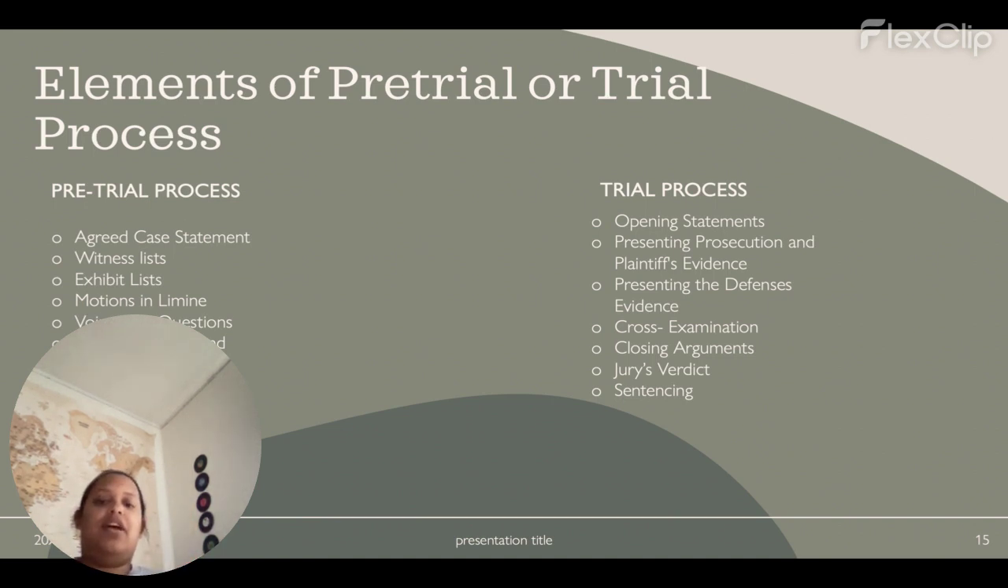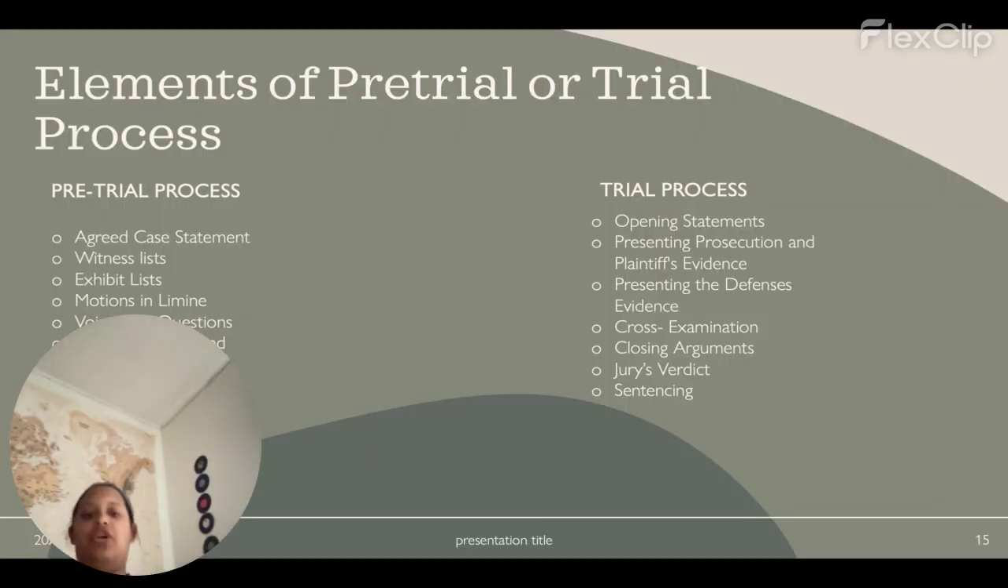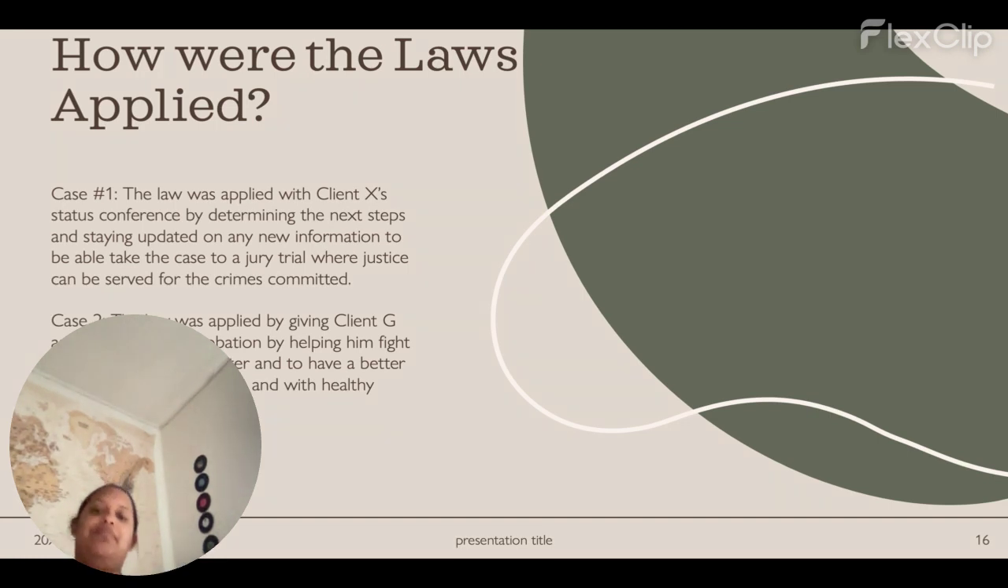Trial process. You start with the opening statements, presenting prosecution and plaintiff's evidence, presenting the defense's evidence and cross-examination, and then you go into closing arguments, and then the jury's verdict, which could take a couple hours, or it could take a few days. And then you go into sentencing from the judge.